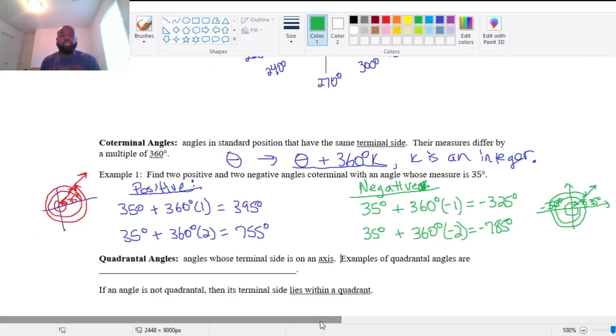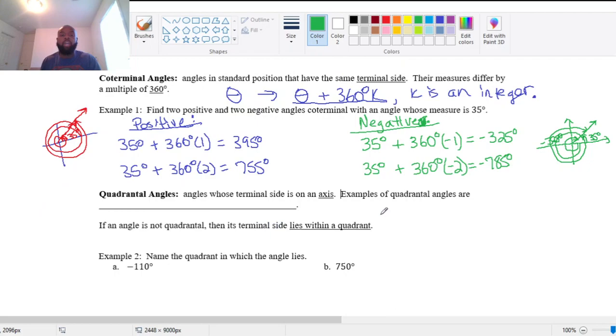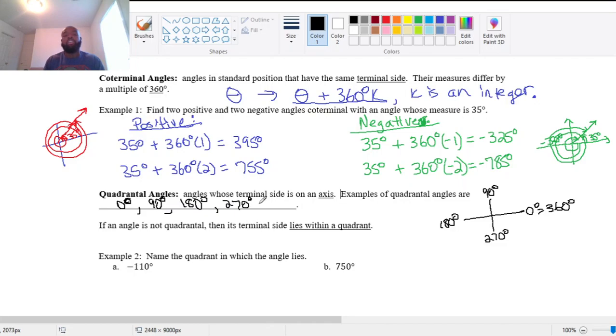Some other terms that are related to your angles are what we call quadrantal angles. Those are angles whose terminal sides are on an axis. If I think about my XY plane, for instance, our 0-degree angle has its terminal side on an axis. Our 90-degree angle, 180-degree, 270-degree, and 360-degree angles are quadrantal angles. So that's 0 degrees, 90 degrees, 180 degrees, 270 degrees, and 360 degrees. And they're coterminal angles, but I'm only going to write those.